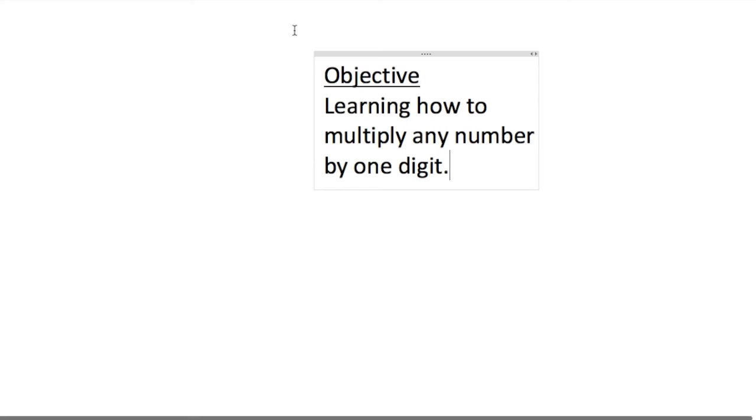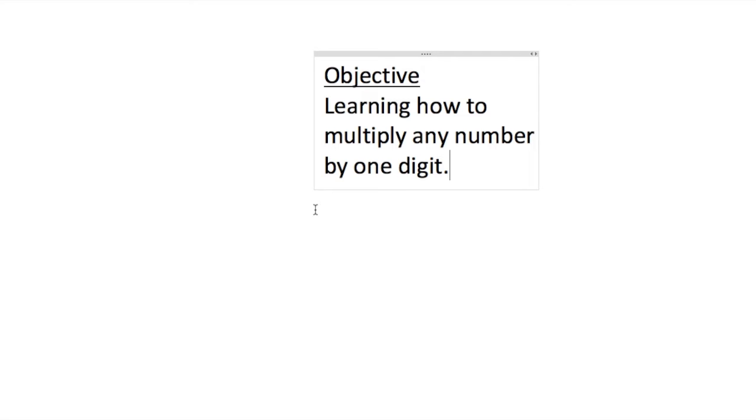Our lesson for today is multiplying numbers by one digit. Objective: learning how to multiply any number by one digit. So what we're going to do today is we're not multiplying numbers like 6 times 6. We're multiplying any number. It could be a number in the thousands, hundreds, tens, any number by one digit.